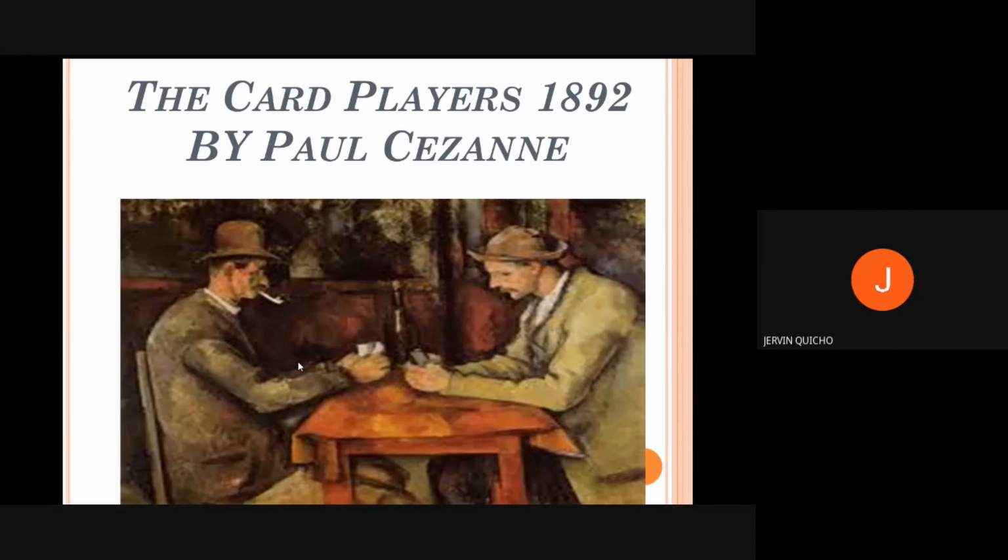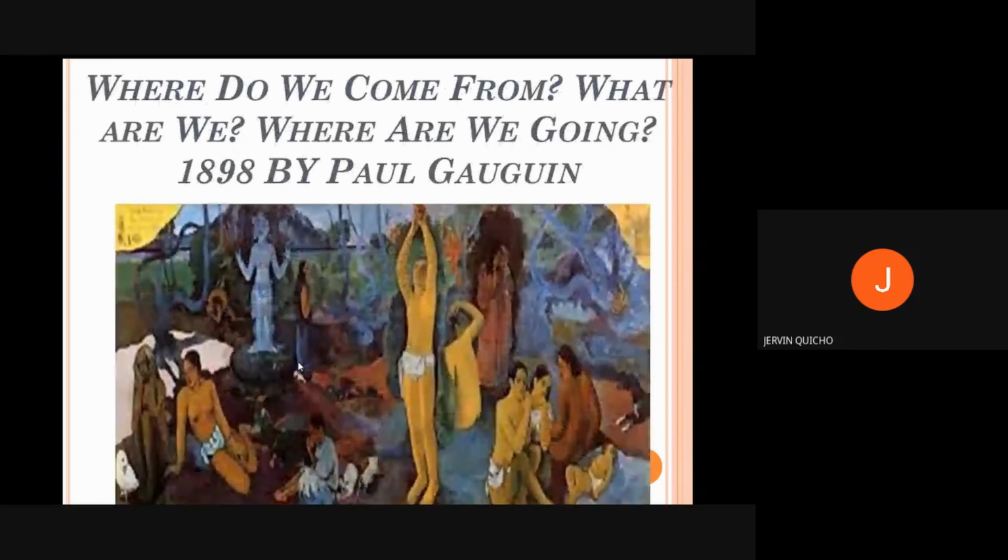The first one is a scenery with the typical painting of card players. So not only two individuals are playing cards, also three, and some parts have a crowd of people watching or walking around, and many more. And here, Where Do We Come From? What Are We? Where Are We Going? is an inspiration from our religion, from what we discussed about our principles in life. Those things could be possible, it looks like, in that one.